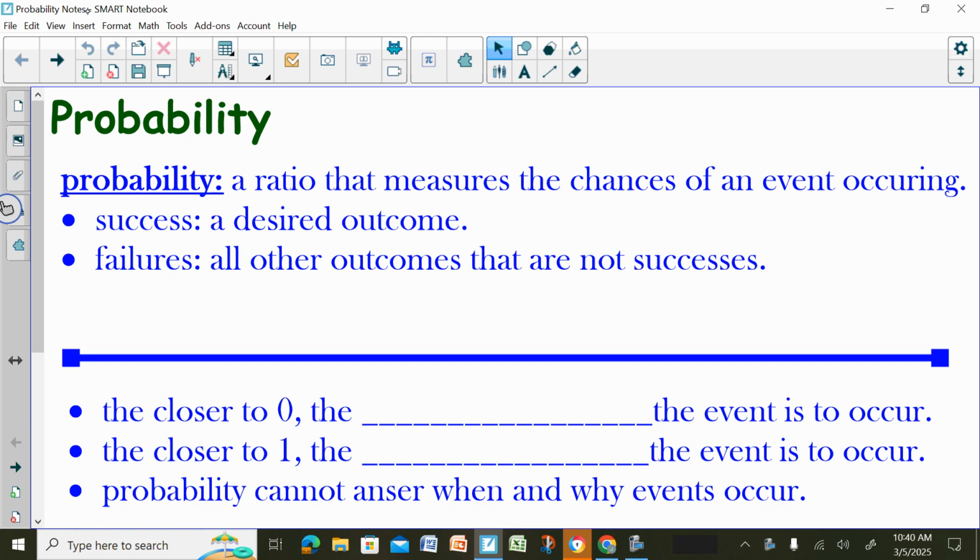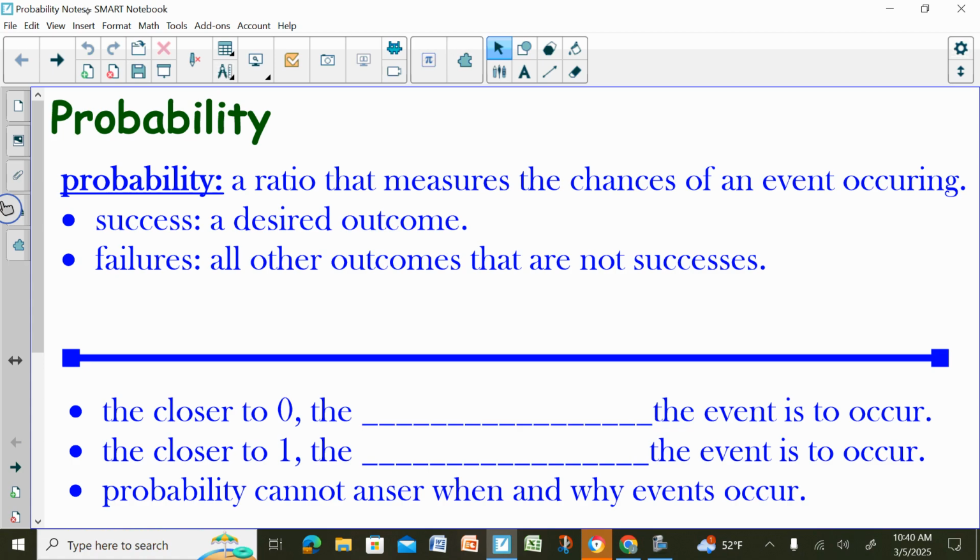So the actual definition of probability is a ratio. So it's just a comparison between numbers. And depending on what they're asking for, a success is what they're asking for, the desired outcome. Failures are all the other outcomes. So successes and failures should actually add up to 100%. So we usually use it as a decimal, but sometimes we talk of probability as like a 50-50 chance. You'll hear that, and that's 50% probability of it likely happening, 50% failure, which makes up the total 100%.